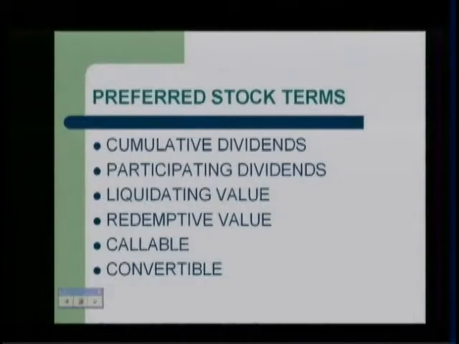Most preferred stock has what we call a liquidating value, which means if you want to turn it in, it has a value that you will receive when you mail it back in or turn it back in to get some money. It also has a redemptive value where the company will come and pay you a certain amount for that stock, usually a little premium over and above what you paid for it. Callable preferred stock means that the company can ask for that preferred stock back at any time. Lots of companies will do that. Again, they will have to pay a premium.